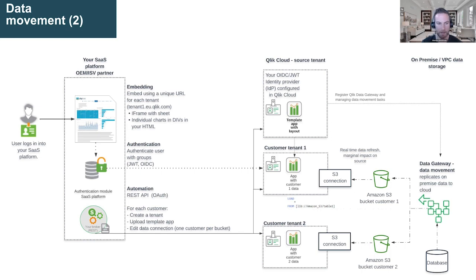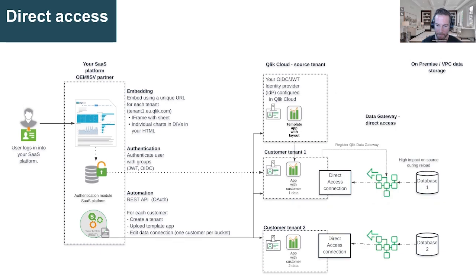With direct access, we have the same picture. So we also have a tenant per tenant in Qlik Cloud, but now I use a direct access connection to load my data via the data movement direct access from the source database into the app.